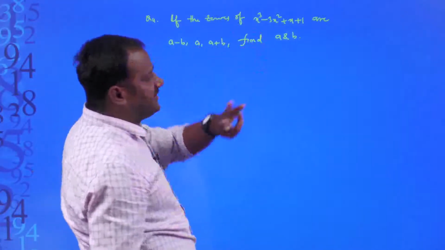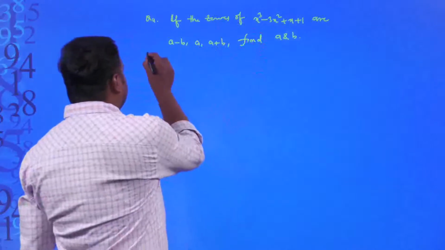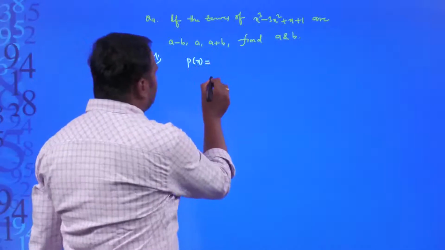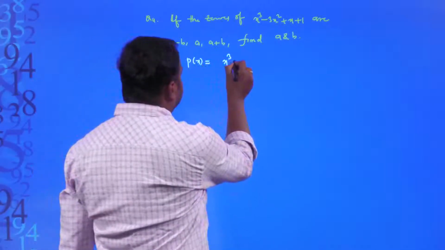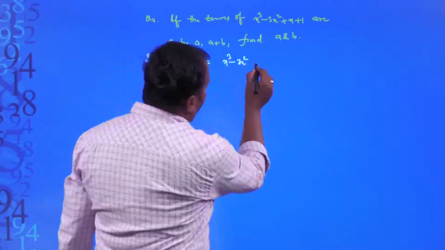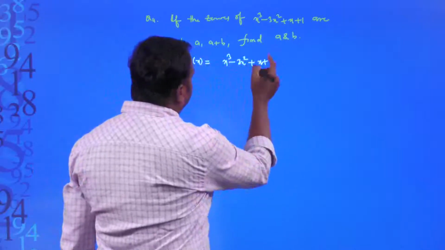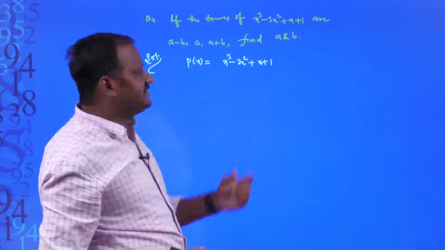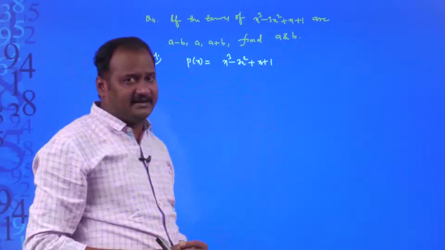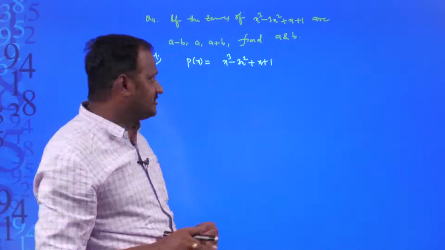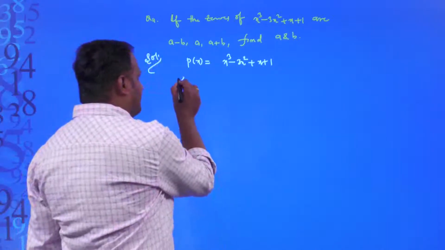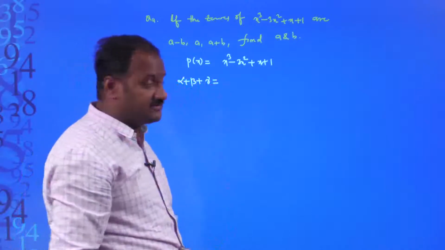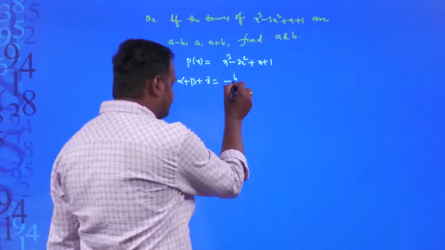In this particular problem you have a third degree polynomial. So what is the third degree polynomial? That is, p of x is equal to x cube minus 3x square plus x plus 1, and whose zeros are a minus b, a, a plus b. But let us consider, since it is a third degree polynomial, alpha, beta, gamma are zeros of the third degree polynomial for suppose. Then alpha plus beta plus gamma, what is the formula for alpha plus beta plus gamma? Which is equal to minus b by a.